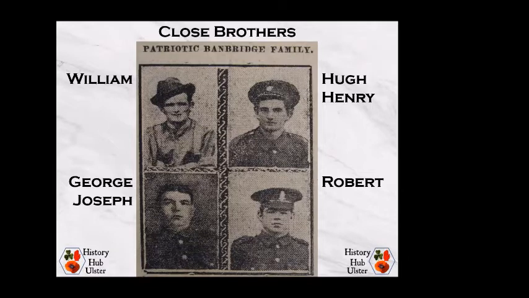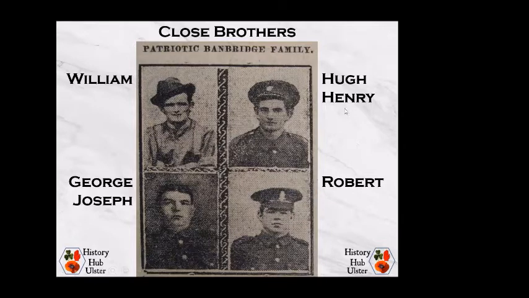William Close was deployed to France with 1st Battalion Royal Irish Rifles on 8th November 1914, and he was killed in action at Hooge on the 29th of May 1915 at the age of 30. He's commemorated on the Ploegsteert Memorial in Belgium.